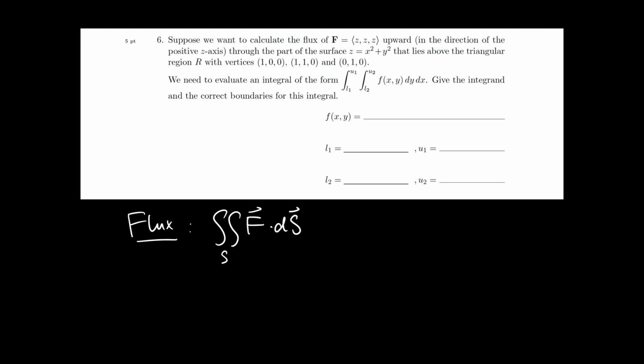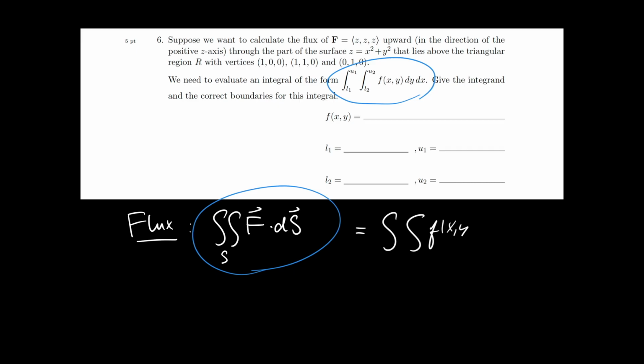Now apparently we need to rewrite this flux integral as a double integral over y and x. So somehow we need to rewrite this in this form, where the integral looks like this, right? So we have L2, U2, L1 and U1. Okay, how are we going to do that?